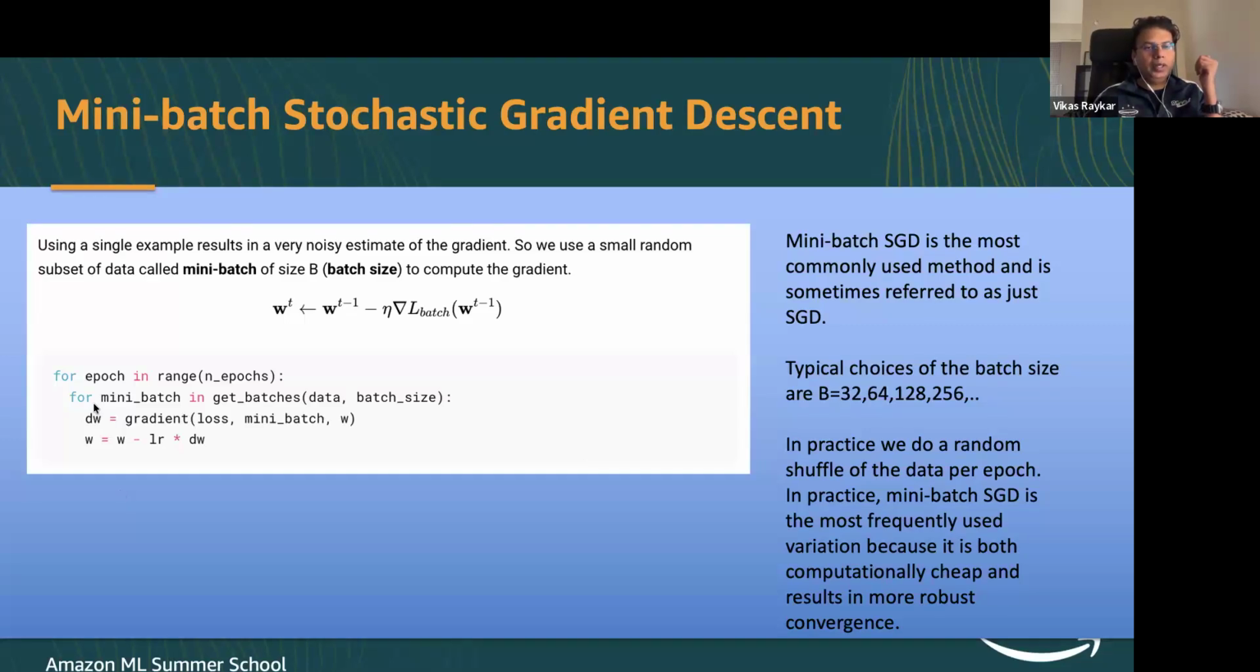One epoch is one run over the entire training data set. For each run, I'm going to iterate over multiple batches: get one batch, compute the gradient, and then update the parameters like this. Mini batch SGD is the most commonly used, and sometimes we just refer to it as SGD. Typical choices of B, the batch size, are 32, 64, 128, 256, etc. In practice, we also do a random shuffle of the data per epoch.